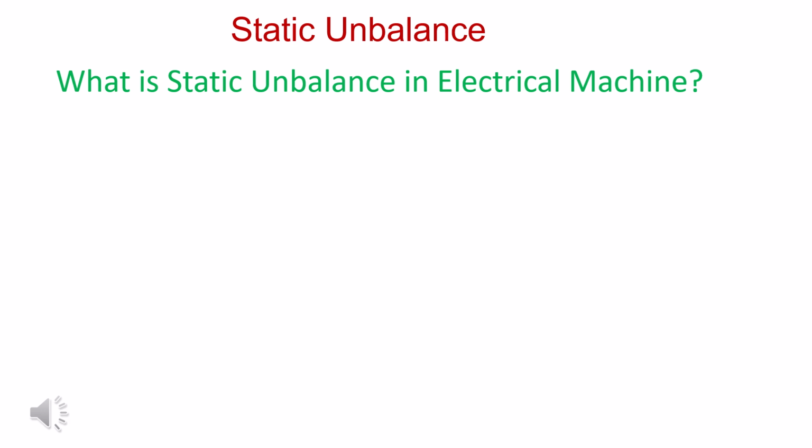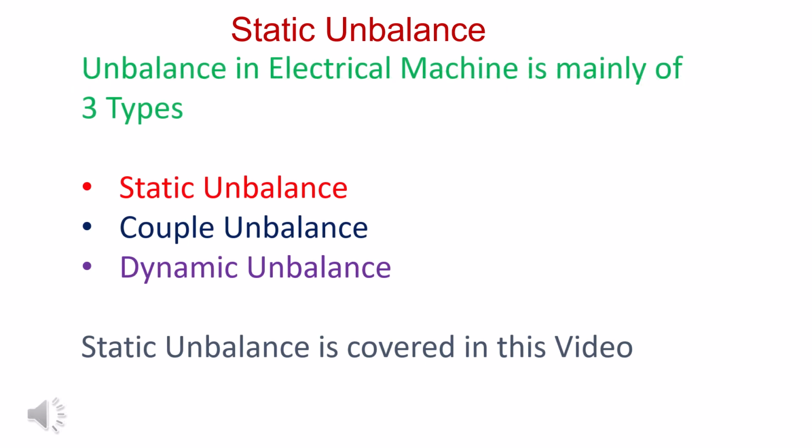What is meant by static unbalance in electrical machine? Unbalance in electrical machine is mainly of three types: static unbalance, couple unbalance, dynamic unbalance. Static unbalance is covered in this video.